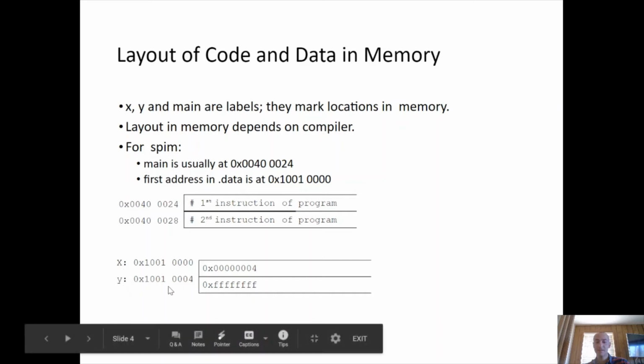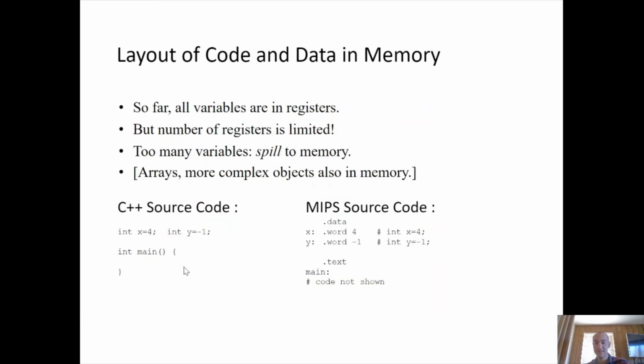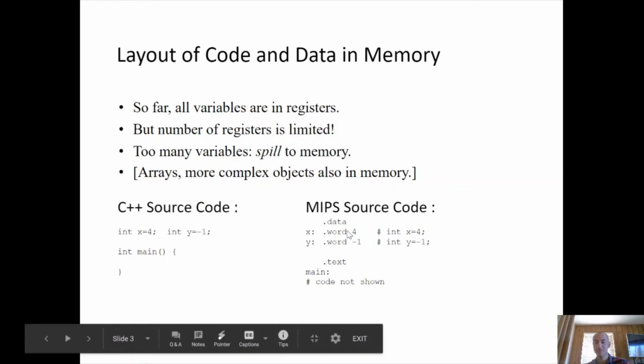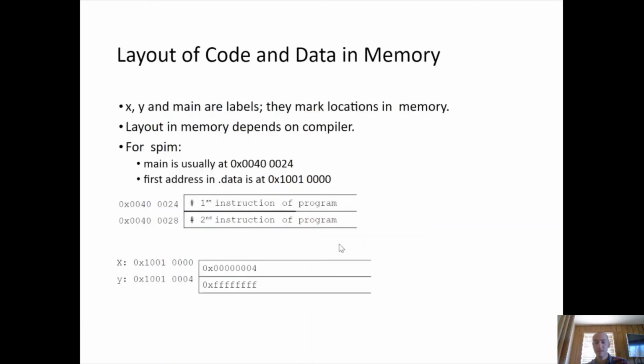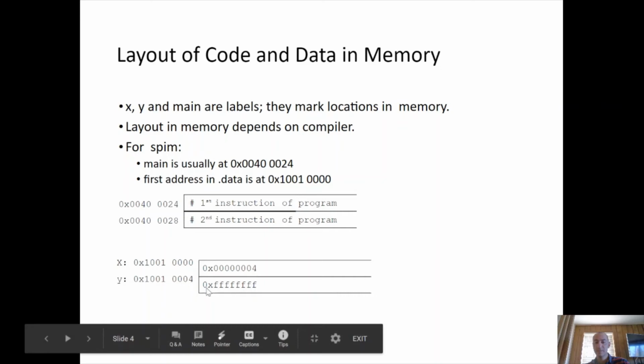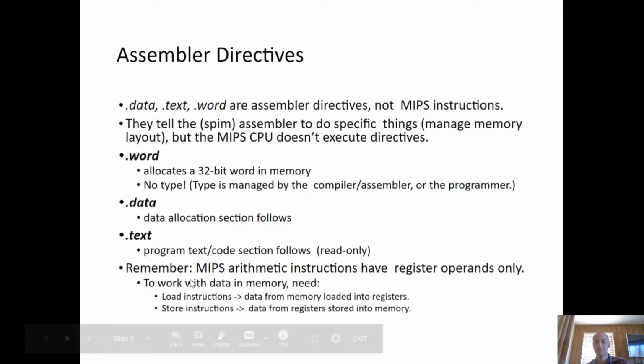And then here we have 1001 and zeros. That's the beginning of your data section. If you look at these variables here, we have 4 and -1. x is a word and y is a word, so that's the size. These are going to be placed here, so that 4 and -1 will be in these two locations. And if you have more variables, they're just going to continue to grow in this direction.